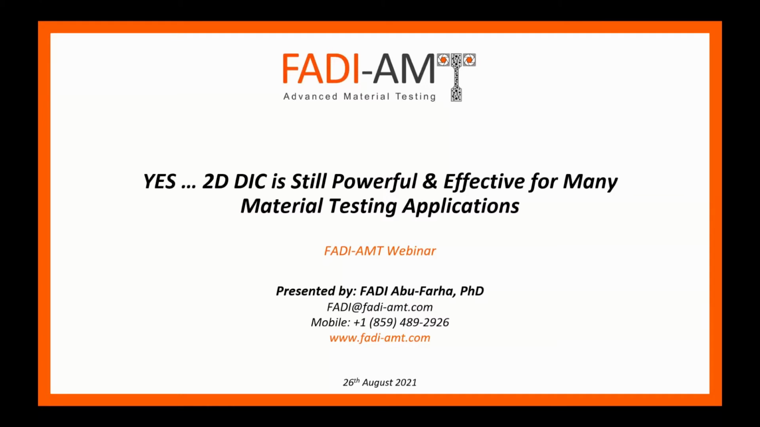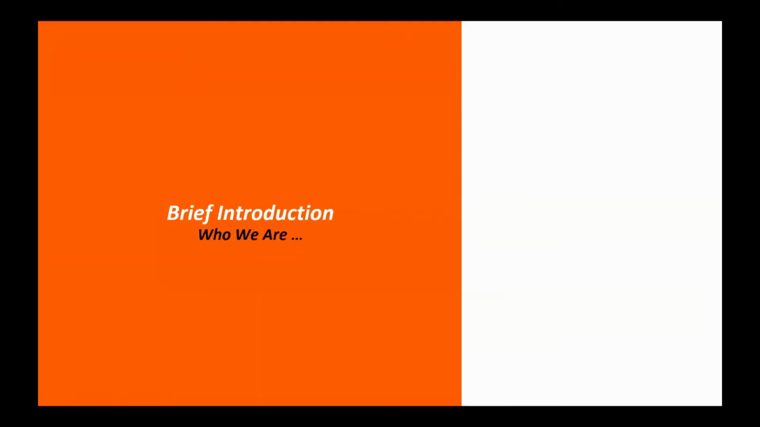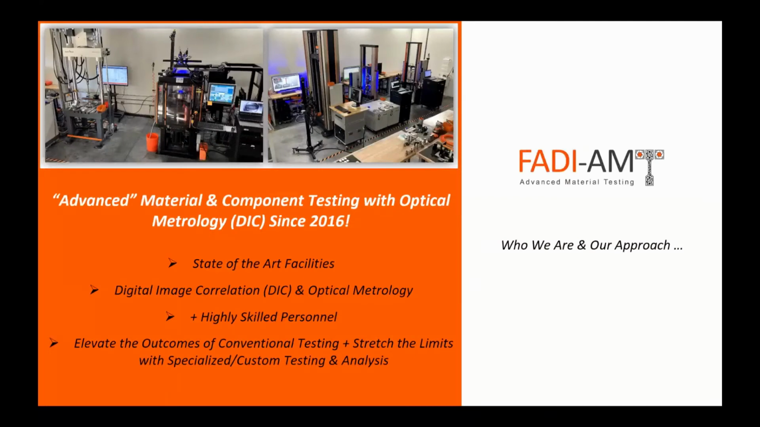Before we start the technical content of this webinar, I would like to give a very brief introduction about ourselves. We are a material testing lab in Greenville, South Carolina, focused on advanced material component testing. And we distinguish ourselves by focusing on a few points. The first one is the use of state-of-the-art facilities and sensors. In particular, our emphasis on the use of digital image correlation and optical metrology sensors. And we tend to use DIC with almost all the tests that we perform.